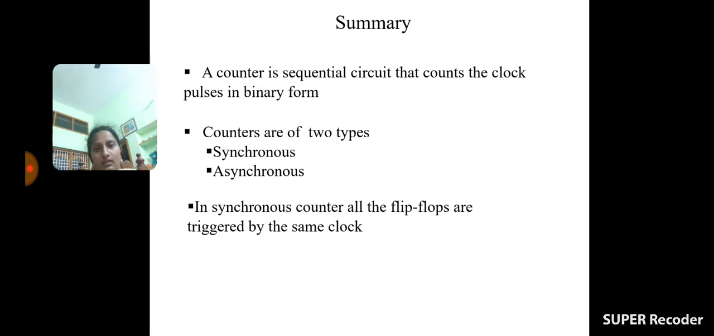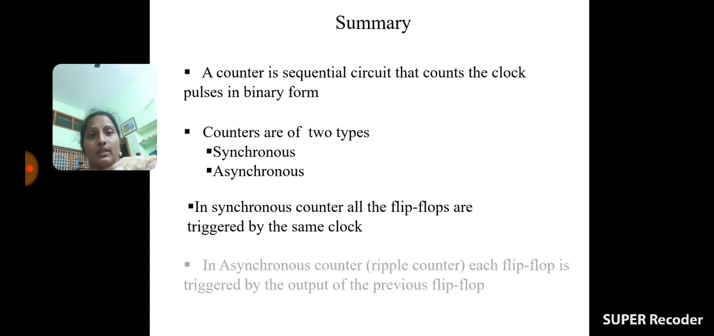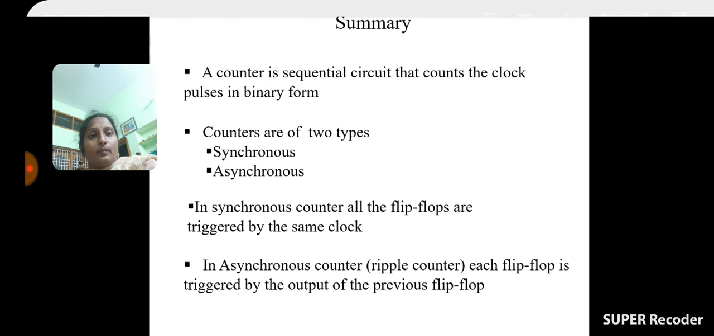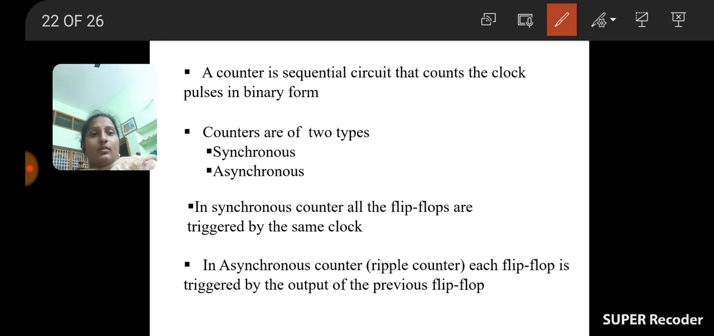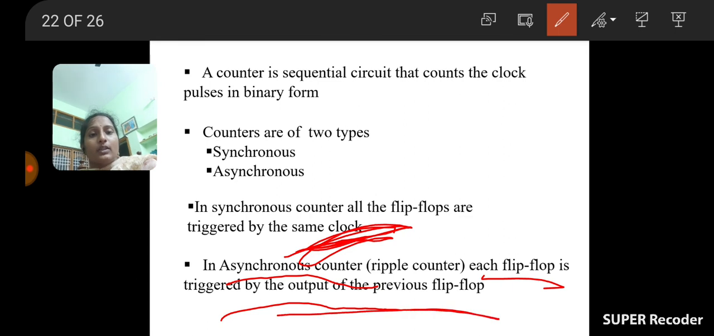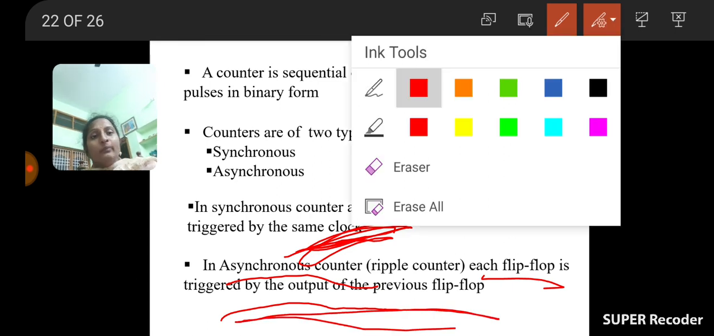In an asynchronous counter, the clock pulse must be applied to only the first flip flop, and all other flip flops are triggered with the help of the output from the previous stage. Is it clear? While coming to the next one, in a synchronous counter, all the flip flops are triggered simultaneously, at the same time, by the one clock pulse. See here, they mention 2 points. In a synchronous counter, all the flip flops are triggered by the same clock. But in an asynchronous counter, each flip flop is triggered by the output of the previous flip flop. Very important. Remember.